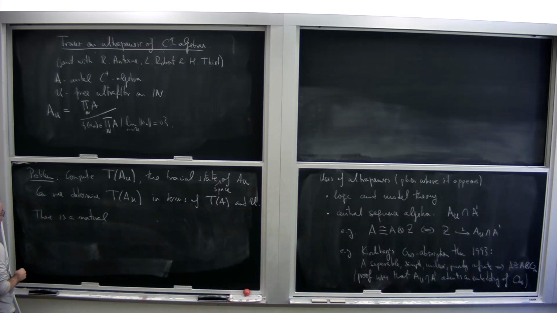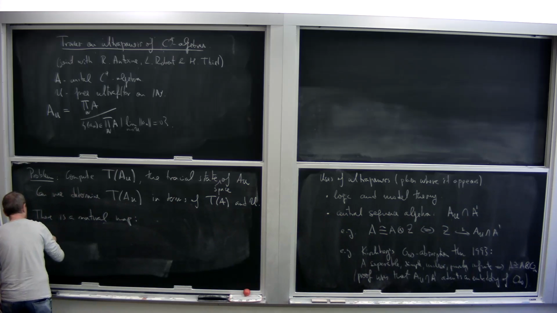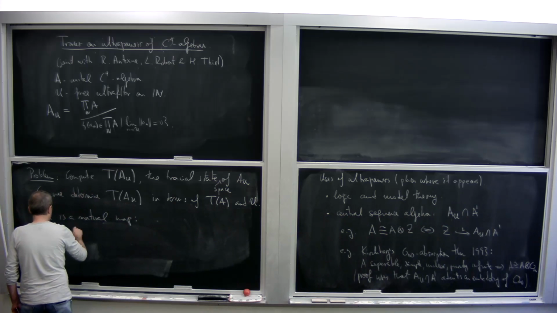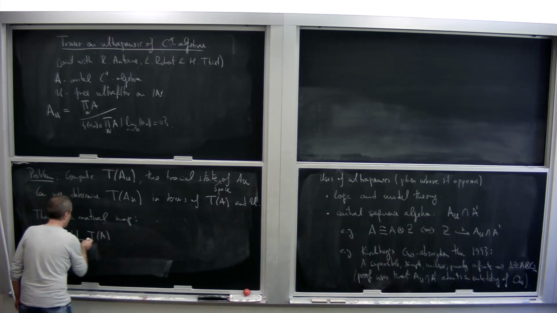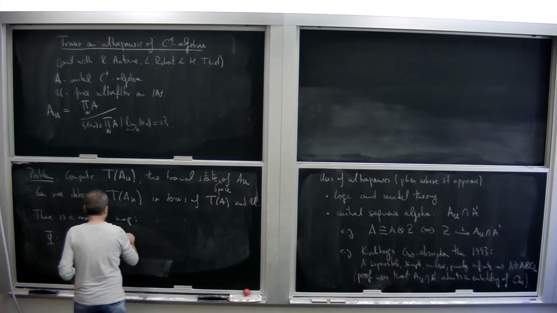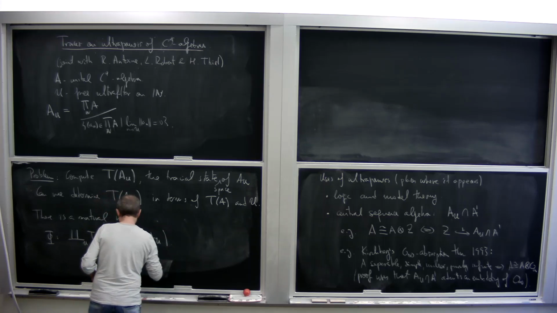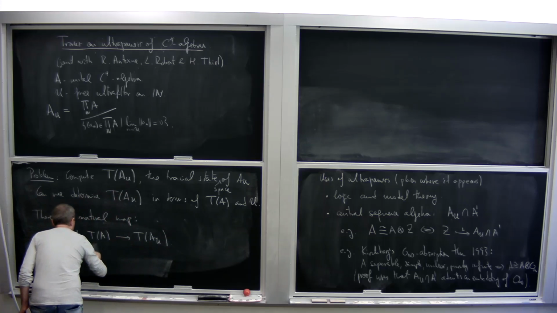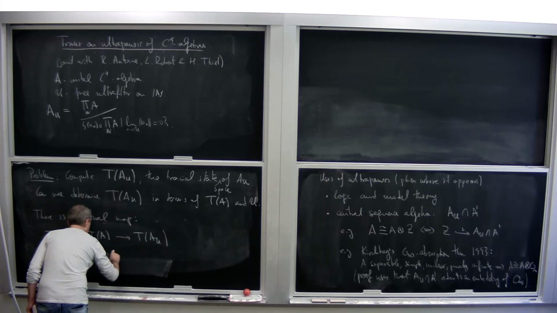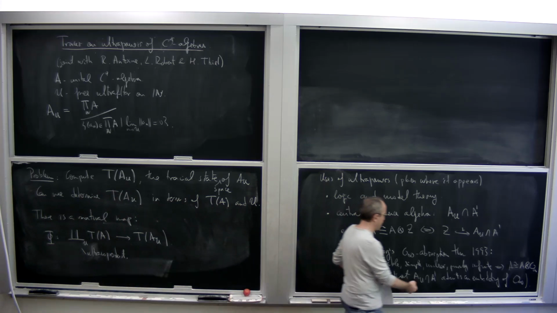So there's a natural map from the ultra-coproduct of the trace space of A, I will explain what that is, to the tracial state space of the ultrapower. So that's the ultra-coproduct. So how is this map defined? So I will spend some time with this.